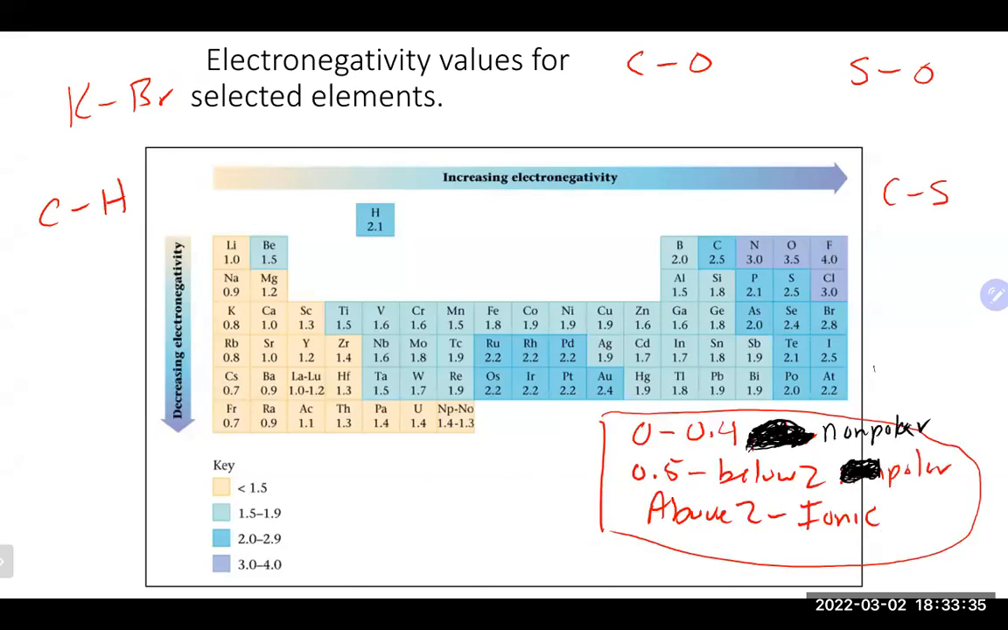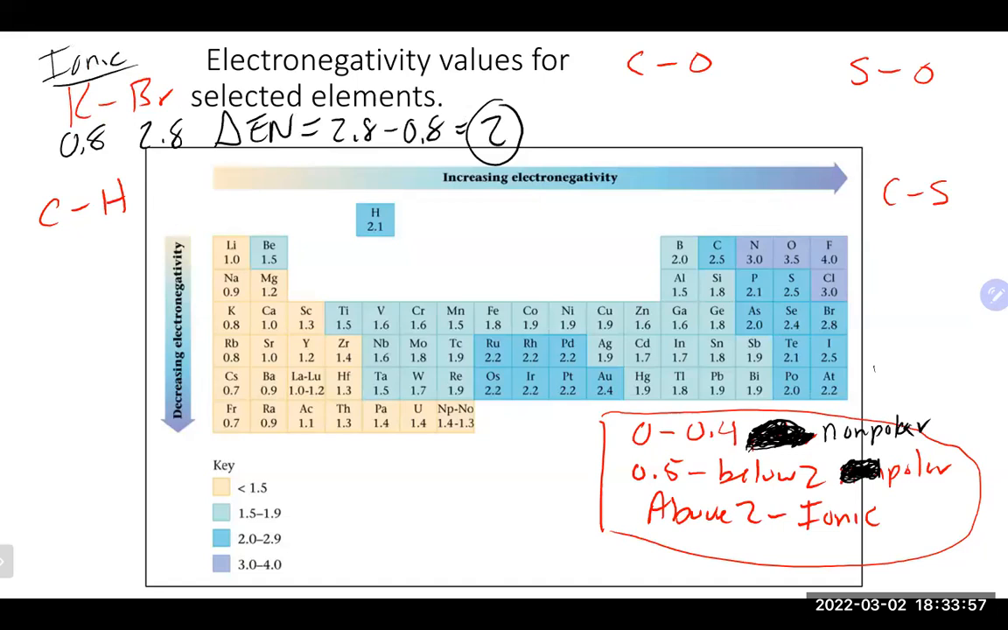So again, start with that one up there, which is potassium, which would be 0.8. And our bromine, which would be 2.8. Our difference in electronegativity will give us 2.8 minus 0.8, which would give us 2. And we would know that it is ionic.